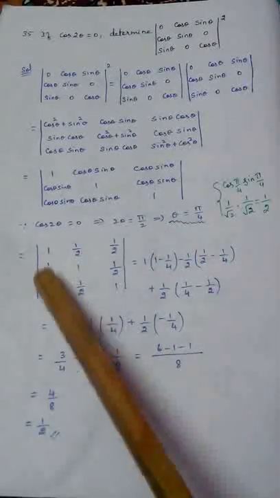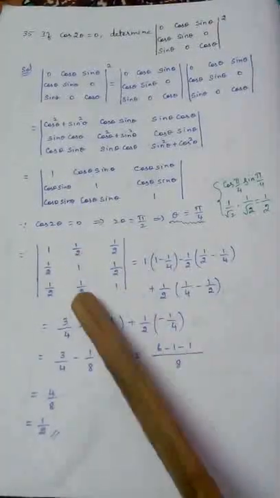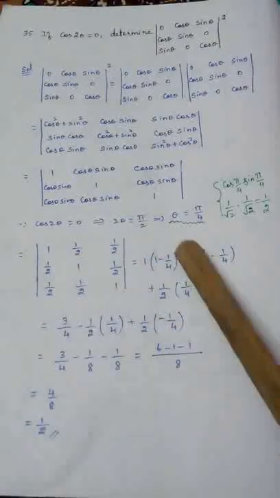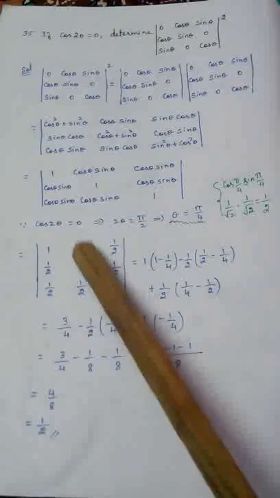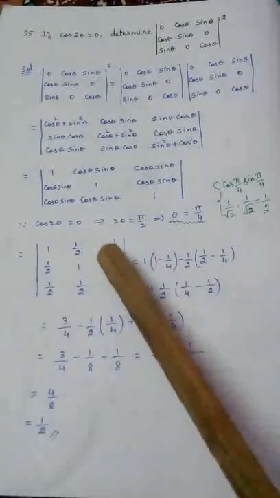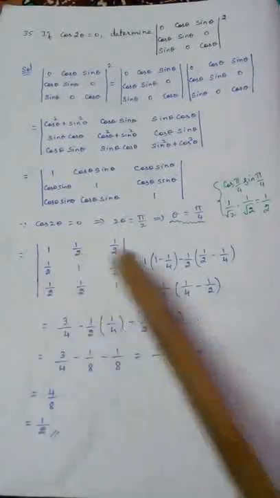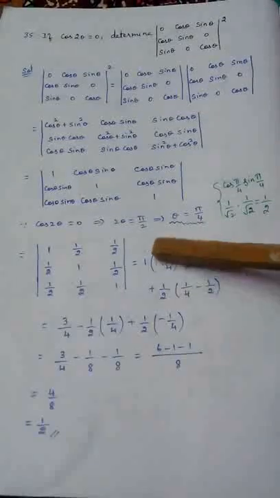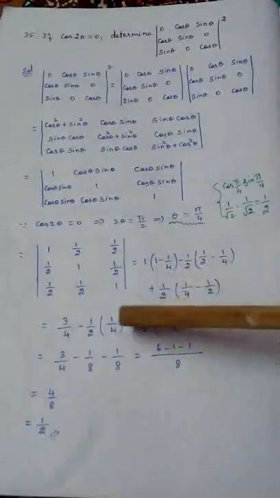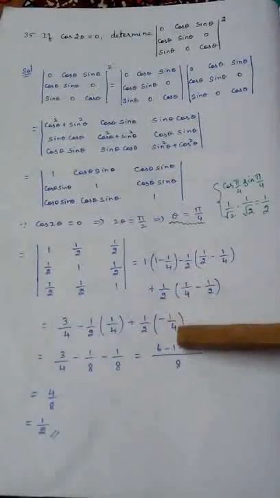So now you just expand the determinant. 1 into cross multiply: 1 minus 1 by 4. This sign is minus, so minus 1 by 2. Leave this row and this column: 1 by 2 minus 1 by 4. Plus 1 by 2, this column, this row: 1 by 4 minus 1 by 2. Take LCM for this, so it becomes 3 by 4. For this, the answer is 1 by 4. For these two, the answer is minus 1 by 4.